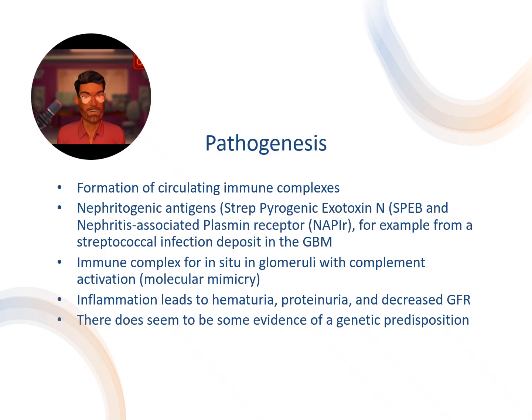Pathogenesis is formation of circulating immune complexes. You also have nephrogenic antigens such as strep pyrogenic exotoxin B, SPEB, and NAPlr, which come from a strep infection and deposit in the glomerular basement membrane. These antigens combine with antibodies to form immune complexes in situ, which cause complement activation due to molecular mimicry of the M protein, followed by inflammation leading to hematuria, proteinuria, decreased GFR, and of course hypertension and edema. There does seem to be a genetic predisposition with various HLA, but it is not definitive.